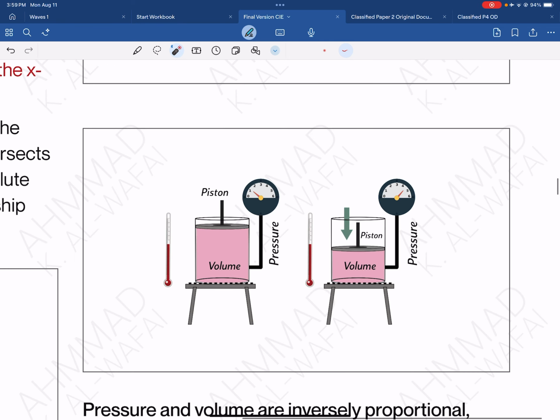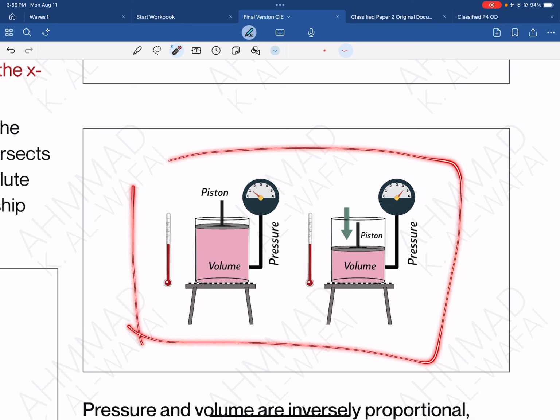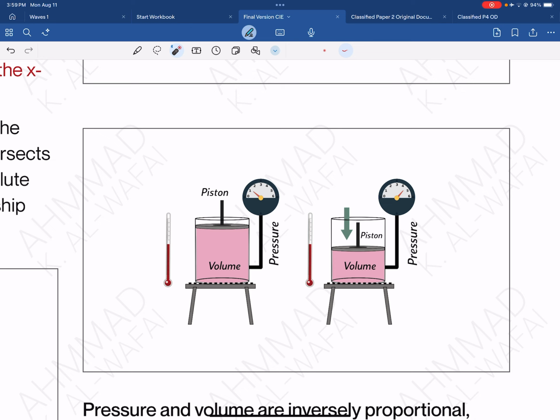Now, this is a simple presentation of that. As you could see, this is a piston with a certain volume, and the pressure is being measured. Now it has a certain value. When we decrease the volume, what happened to the pressure? The pressure increased by a certain amount. So from that, we can say that P1 V1 is equal to P2 V2.